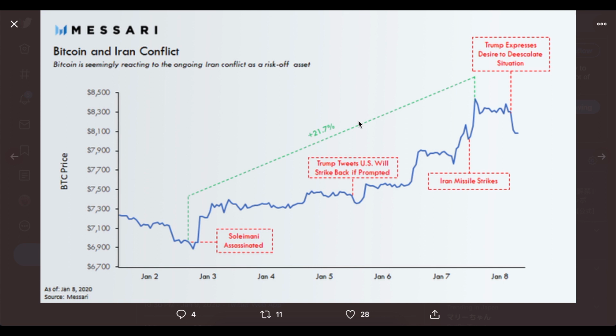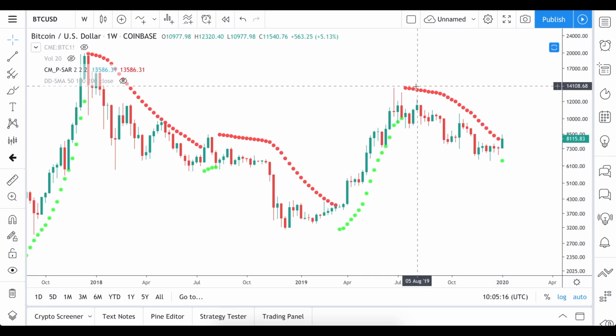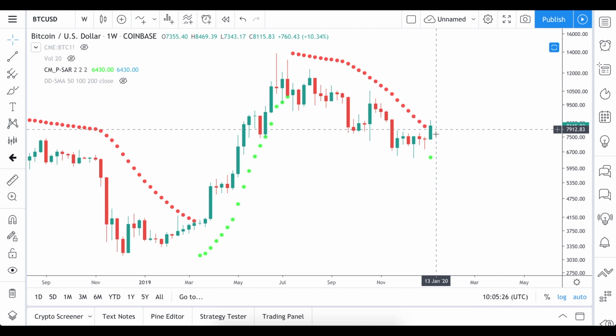Also, this tweet is about the effect of the events between the United States of America and Iran, when Soleimani was assassinated somewhere around here in January 2020, and then Trump tweets about the strike back, and then here it was the attack from Iran, and here the whole situation kind of cooled down after Trump said that they want to de-escalate the situation. You see the price went lower, so maybe those kinds of fundamental things also affected the price, and now if the situation will not escalate in a bad way, then we might see a decrease in the price again.